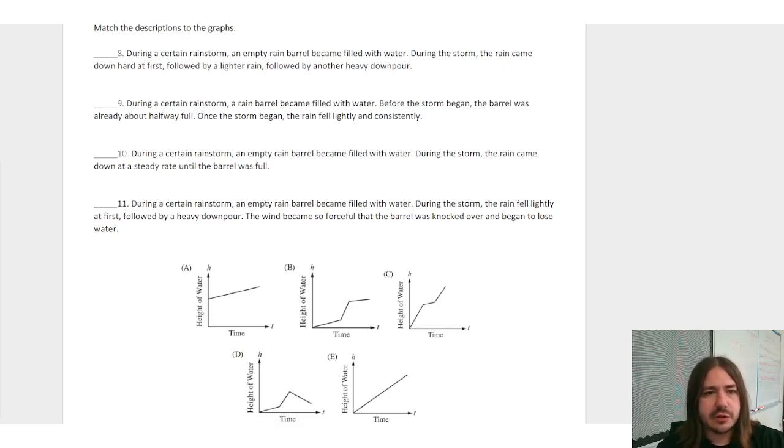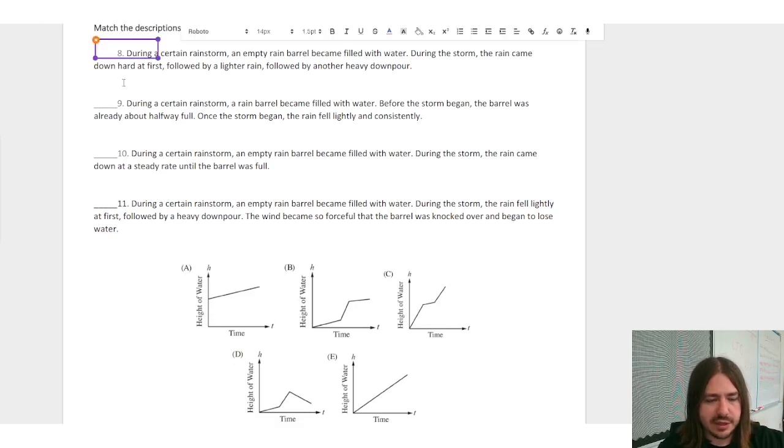Number 8 says during a certain rainstorm, which it looks like they're all kind of worded the same way. So during a certain rainstorm, an empty rain barrel became filled with water. During the storm, the rain came down hard at first, followed by a lighter rain, followed by another heavy downpour. So what you need to understand here is that when it rains harder, the barrel should be filling faster, which means that our slope will be greater. And so the correct answer here is going to be C.